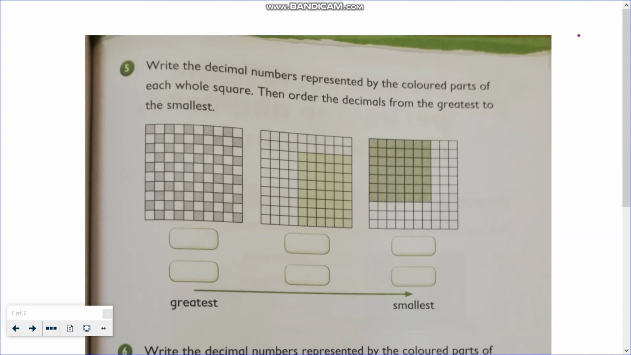Number 5, write the decimal numbers represented by the colored parts of each whole square. Then, order the decimals from the greatest to the smallest. So it's the same with number 4. First, you have to count the shaded parts. Count all the shaded parts and write the decimal here. Count all this shaded part and write decimal here. Count the shaded parts and write the decimal here. Then, you have to arrange them from greatest to smallest.